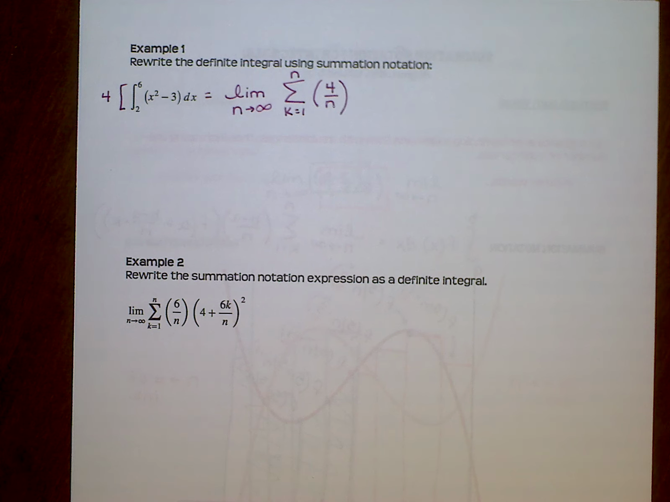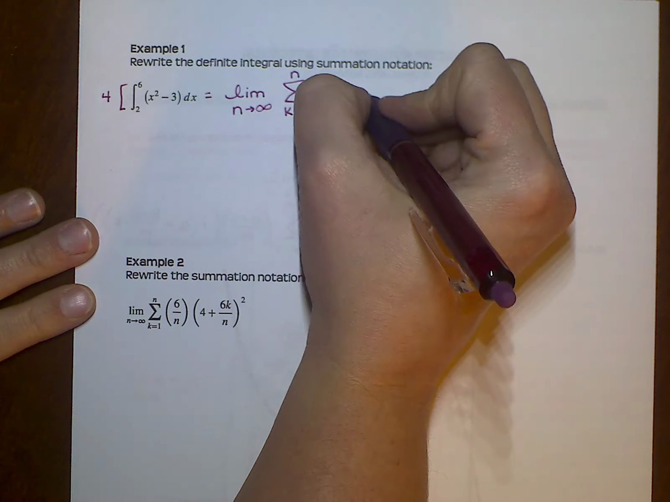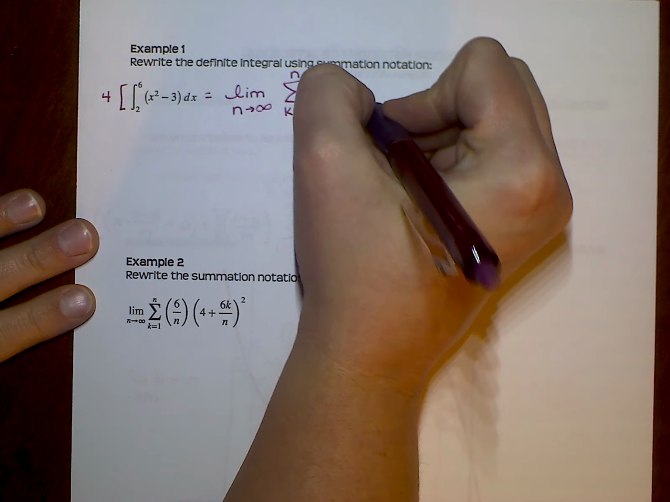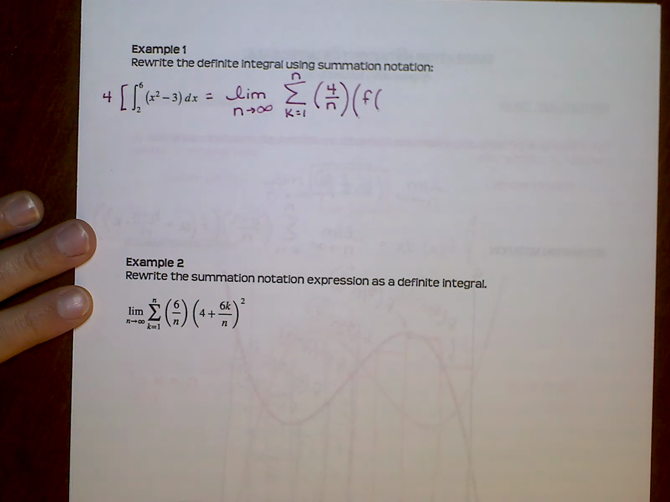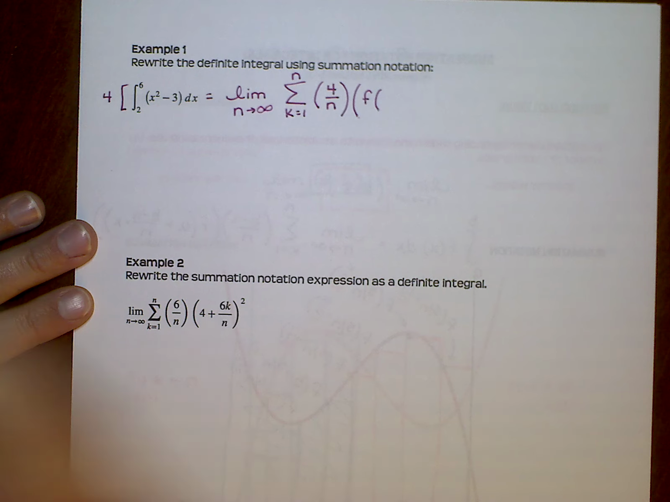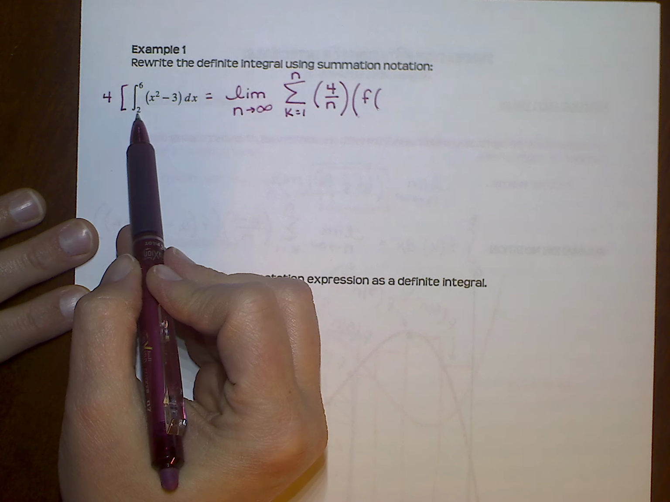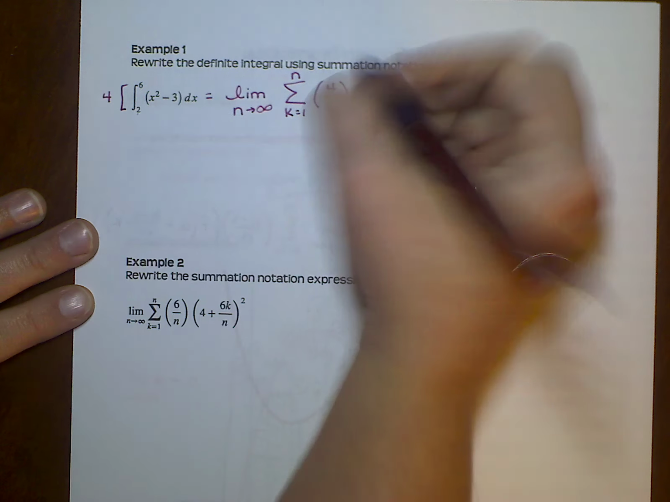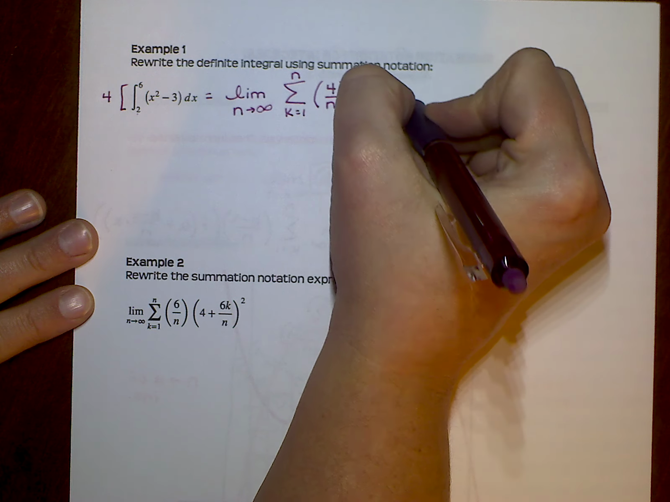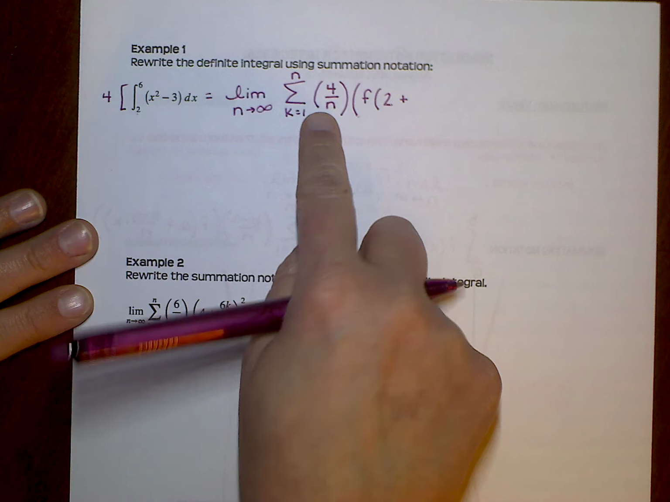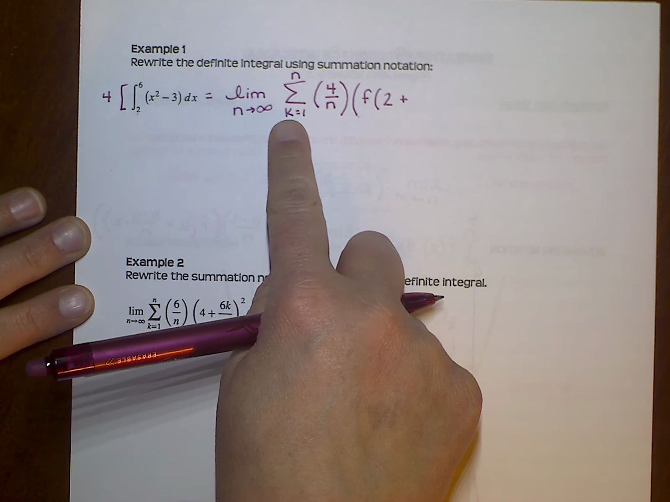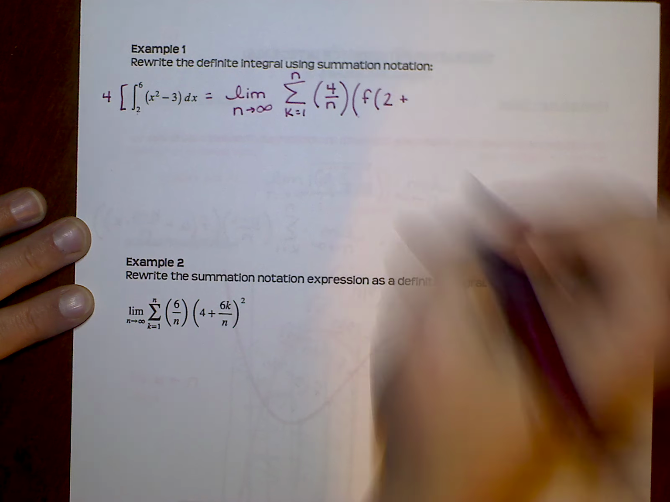The next part, I'm going to write it one way, and then we're going to have to rewrite it a different way in a second. But for now, I'm just going to say this is f of, and we're going to have to deal with this f part in just a second. This is f of, remember, I want to think about where I'm starting. I'm starting at 2, and then I'm jumping by this width of 4 over n k times, because that's how many rectangles I'm jumping through.